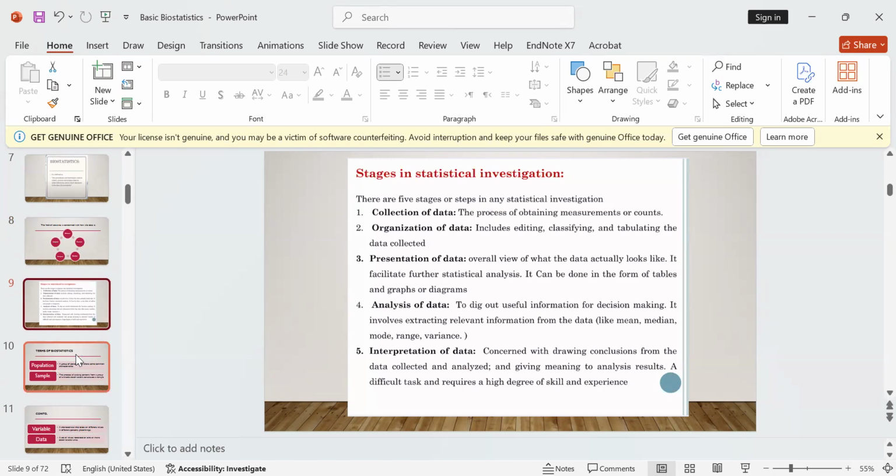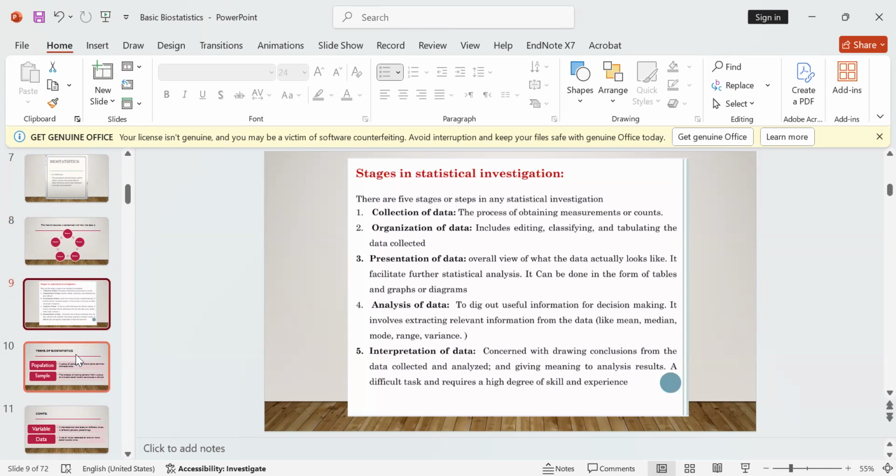Then the data is organized, which includes editing, classifying, and tabulating the data collected. Then the data is presented, giving an overall view of what the data actually looks like. It facilitates further statistical analysis. It can be done in the form of tables and graphs or diagrams. Then there is analysis of data.